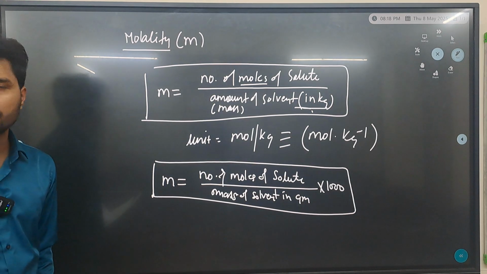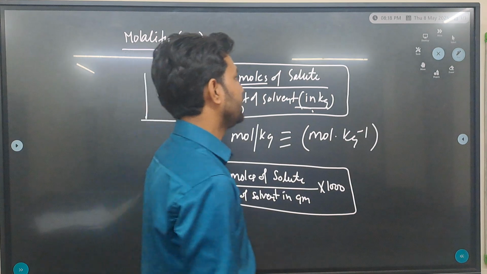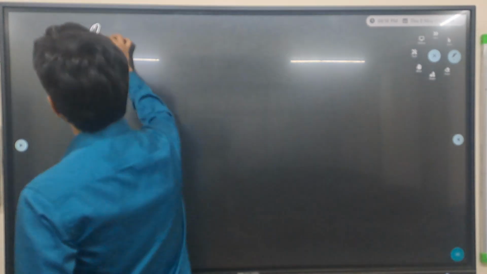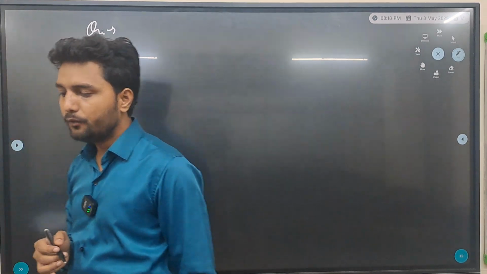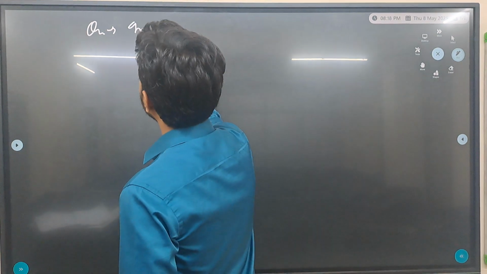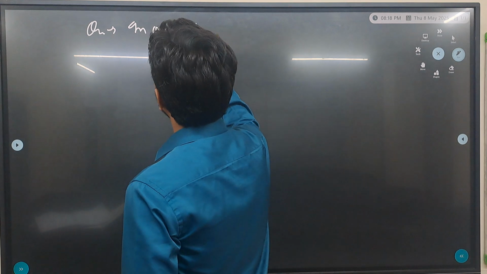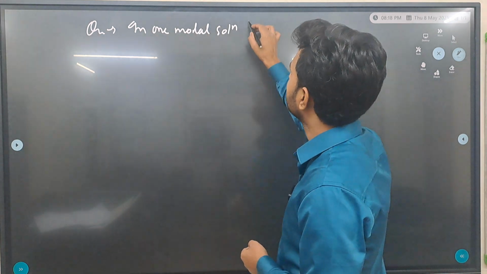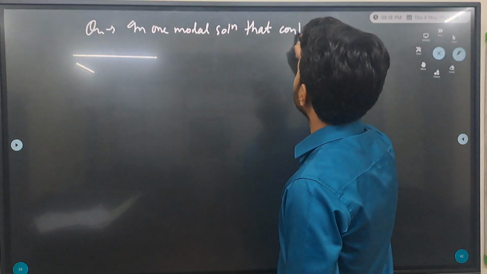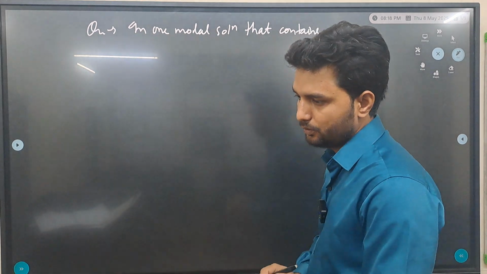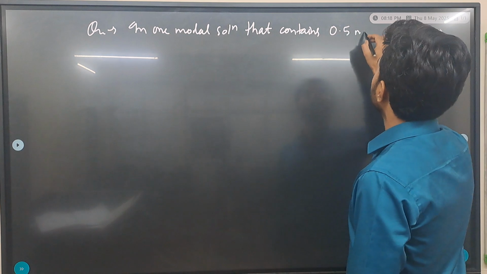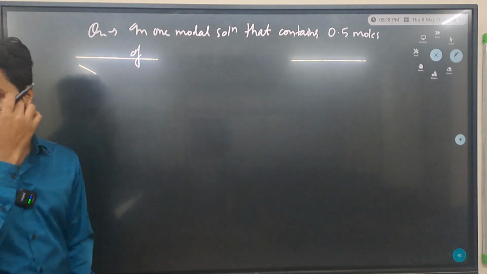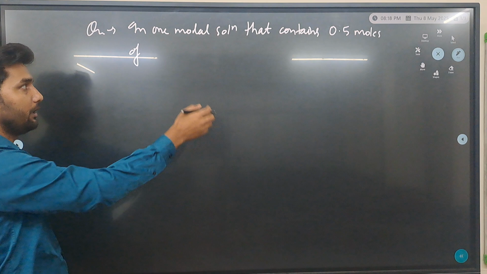Now a question based on this topic. The question was: in 1 molar solution, that contains 0.5 moles of solute, 5 moles of a solute.